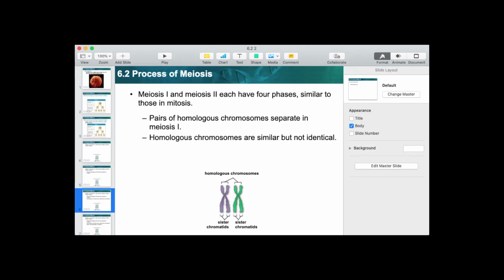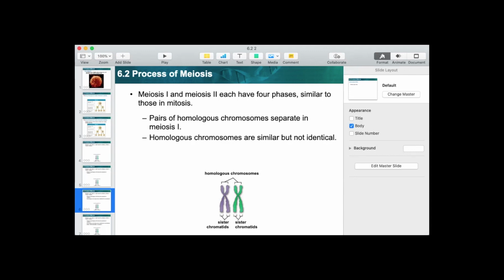So here's the process of meiosis. In interphase, you have condensed chromosomes. They duplicate in prophase. They become X-shaped. In meiosis I, the homologous chromosomes separate.